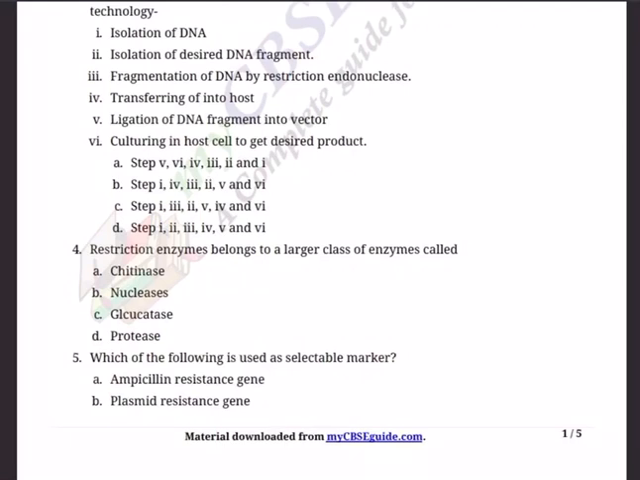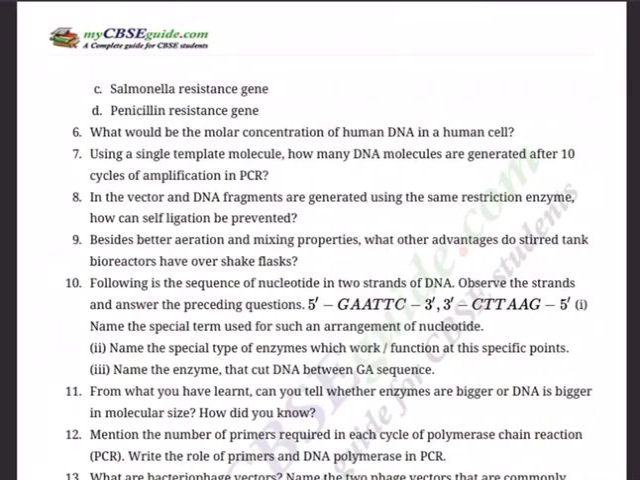Question number 4. Restriction enzyme belongs to a larger class of enzymes called chitinase, nucleases, glucatase, and proteases. Question number 5. Which of the following is used as selectable marker? Ampicillin resistant gene, plasmid resistance gene, salmonella resistance gene, and penicillin resistance gene. Now, question number 6. What would be the molar concentration of human DNA in human cell? Molar concentration.